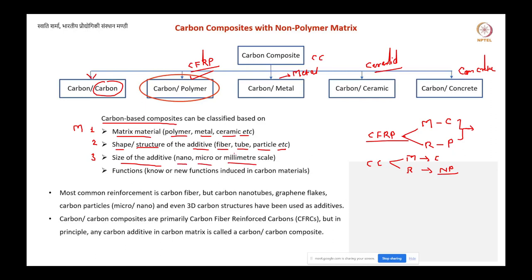Can anybody give me an example of this particle? Where have you seen nano, micro, or milli additives, or what do we usually call that?